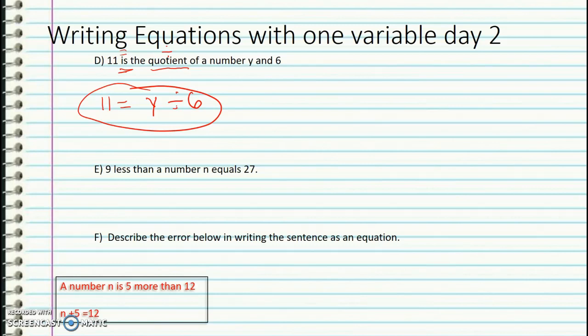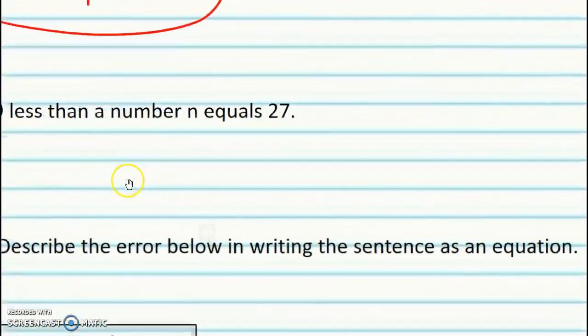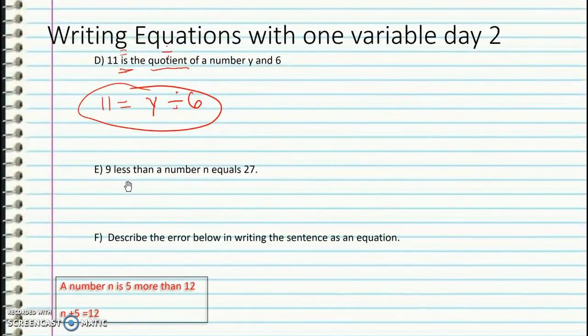Letter E has an interesting one, so we got to be careful of that. 9 less than a number n equals 27. So less than is minus, equals is equals. But we got to be careful about how this reads. It's 9 less than a number n.